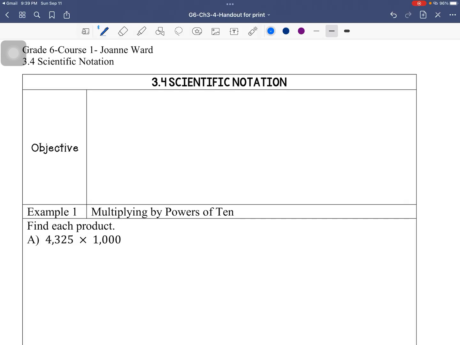So 3.4, I want to talk about scientific notation. So here, the learning objective is I want to learn to write large numbers in scientific notation.